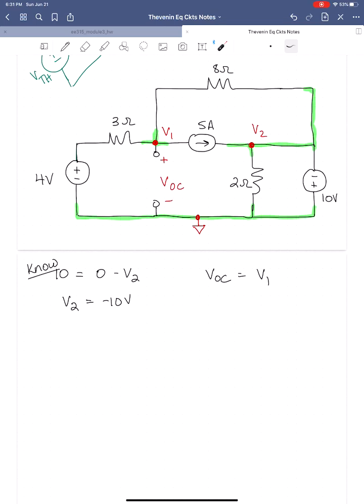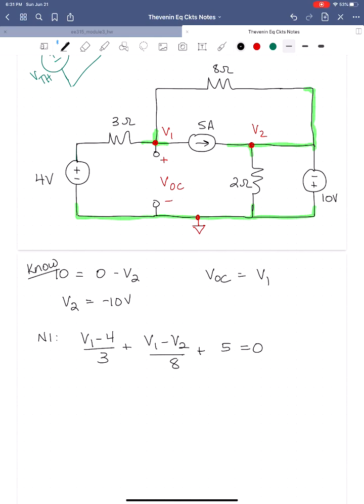Since we know what V2 is, we only have to write that node 1 equation. So node 1 equation is going to be, we've got 3 connections here, so we're going to have the current flowing to the left is going to be V1 minus 4 over 3. The current flowing up is going to be V1 minus V2 over 8, plus the current flowing to the right is going to be 5. Okay, and then we'll sum to 0. Now, there is no current flowing here, right? This is an open circuit, so we only have to worry about these 3 currents.